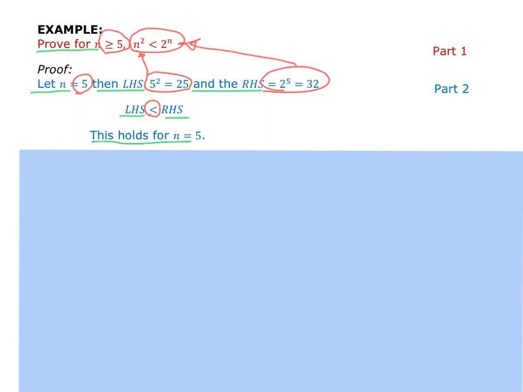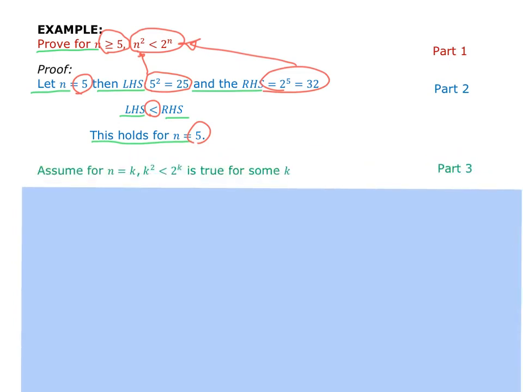This holds true for some n, and the 5 is what you have put in. Let's go on to the next step. Part 3. So assume for n equals k is true for some k. This is the part that you put in as your blank. And that goes from, again, part 1 by replacing the n's with k's.